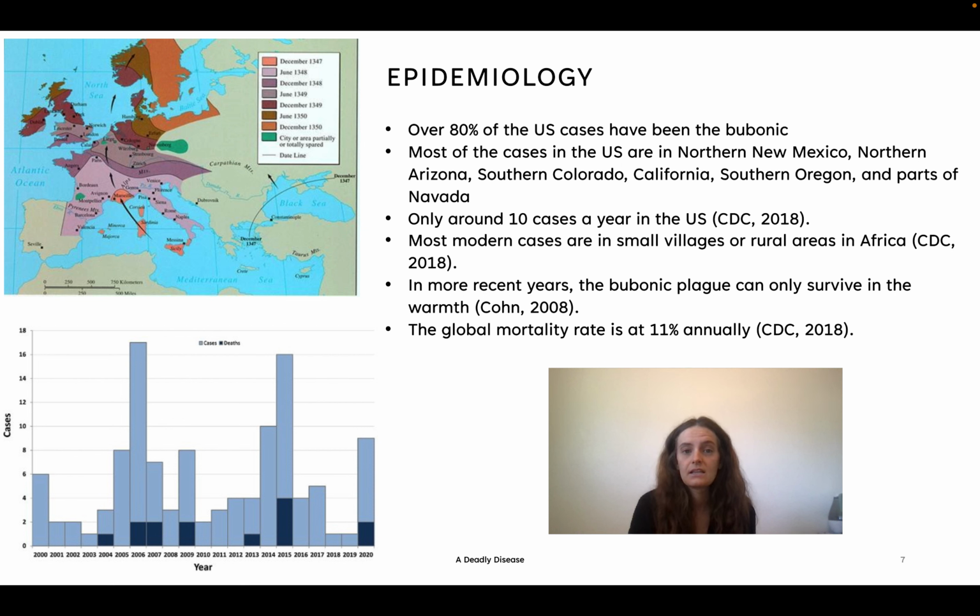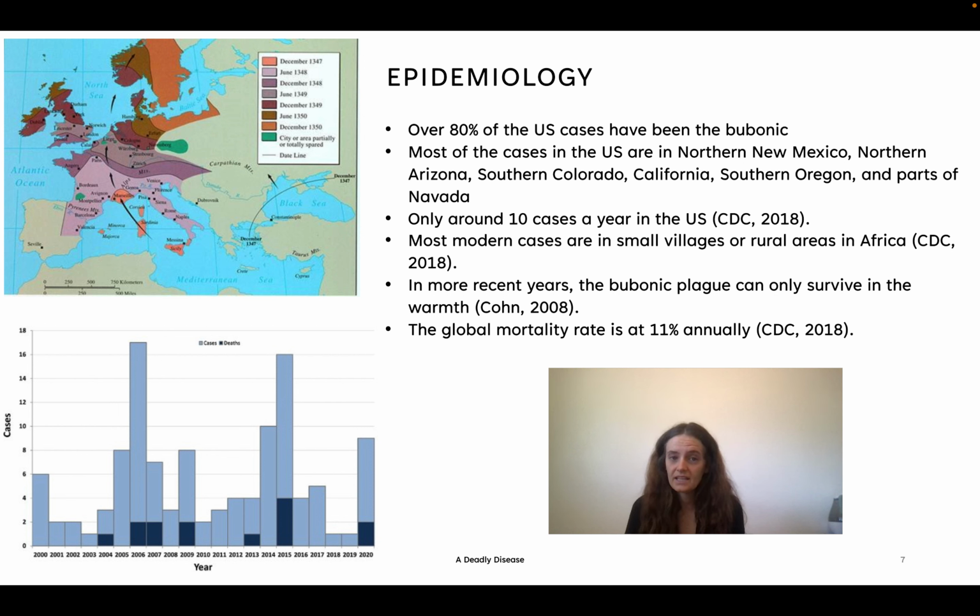Most modern cases are found in Africa, with more than 1,000 cases between the years 2013 to 2018. Most of the cases are in small villages or rural areas rather than bigger cities or capitals. The bubonic plague is found during the summer months. It can only survive between around 10 to 25 degrees Celsius with high levels of humidity.